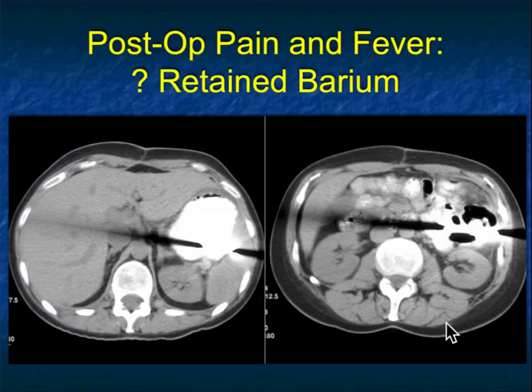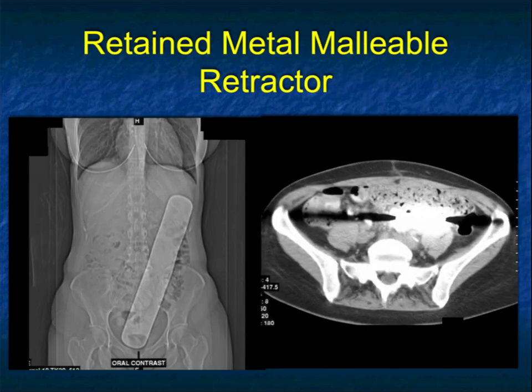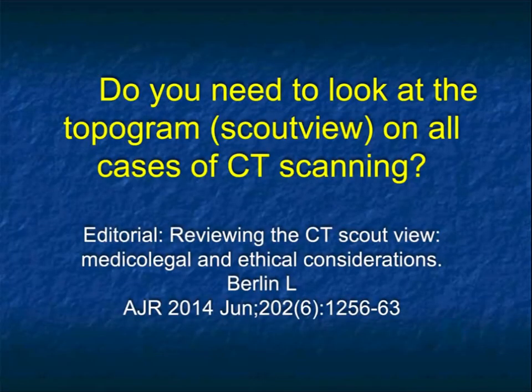Or this case, same thing, looks like retained barium. Lots of artifact, very dense. When you look at the topogram, oh my goodness, look at that metallic malleable retractor that was left in the patient. Now that's kind of an unfortunate event, but you would not have read it, and initially it wasn't read, but the topogram makes it very, very easy.